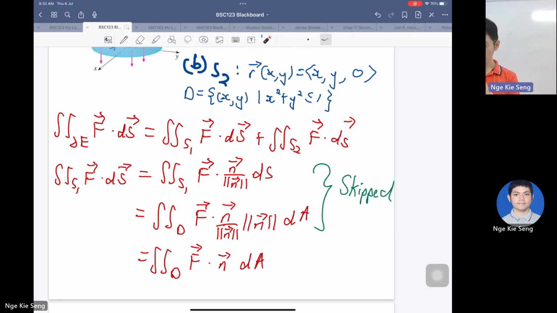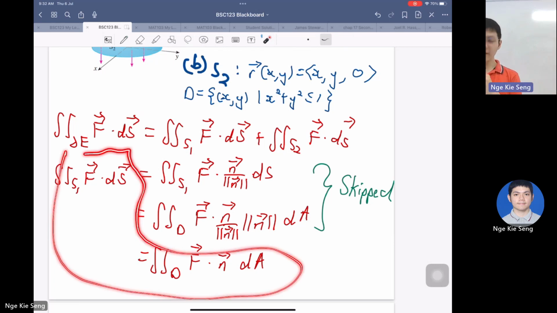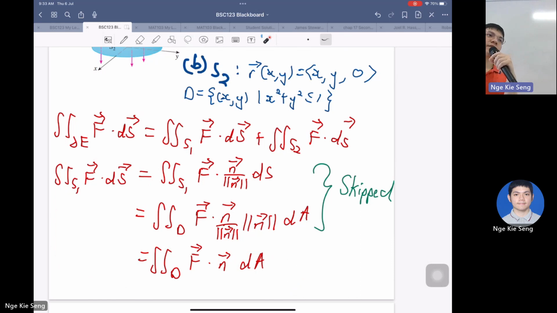So in the end, what you need to remember, you see, this surface integral here is really similar to the line integral. Instead of taking dot product with a tangent vector, you take with a normal vector of the tangent vector. This is the punchline. You dot with normal vector of the tangent vector.